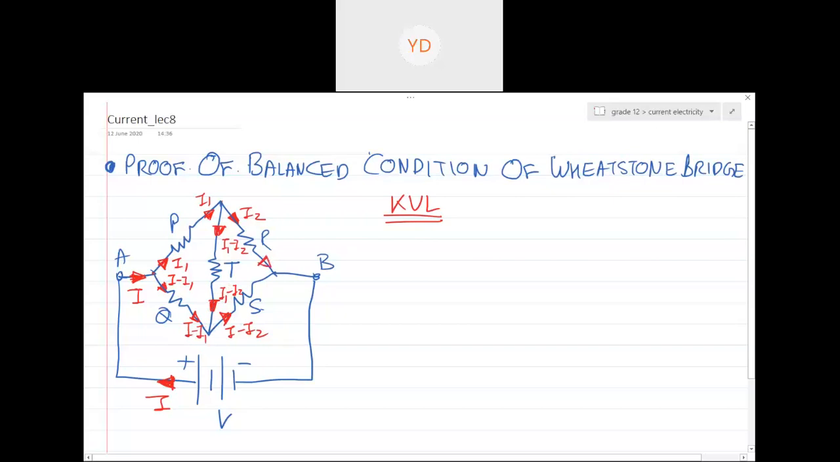Now this I2 current is coming from the upper branch and I minus I2 from this branch. Tell me what they will combine to get. I minus I2 plus I2: the I2 and I2 get cancelled. So basically current I will come back to the battery. Is this clear? This is the current distribution, guys.